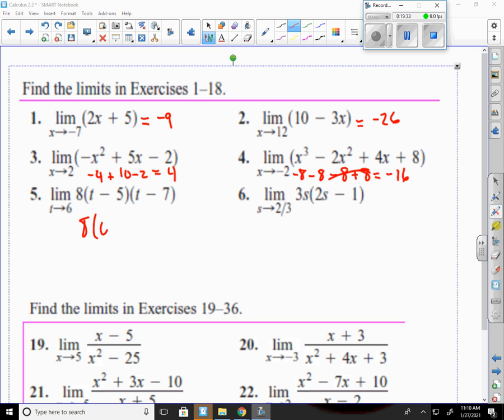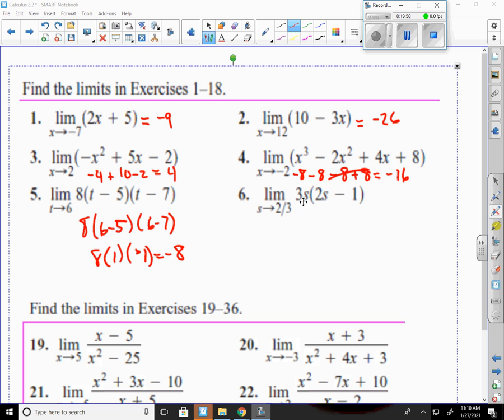Number 5, plug a 6 in. 8 times 6 minus 5 times 6 minus 7. 6 minus 5 is 1. 6 minus 7 is -1. I get -8.